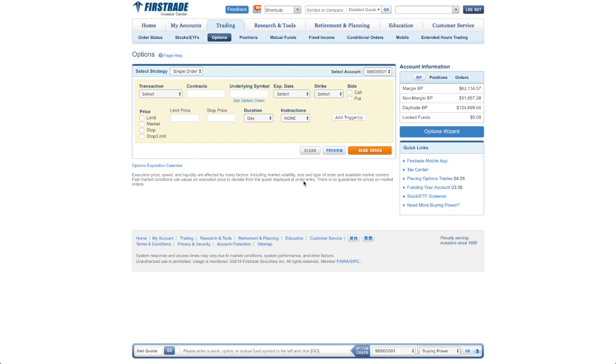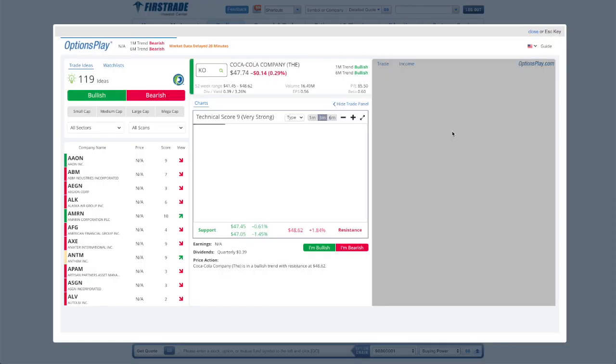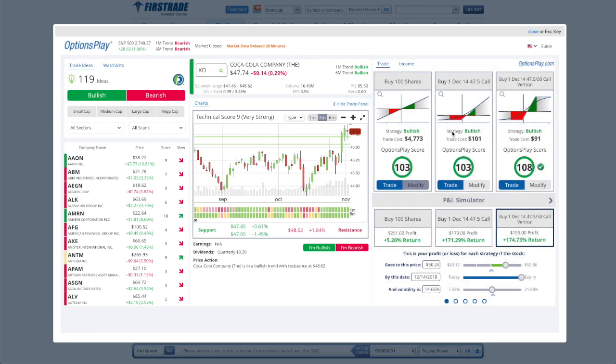This is an introductory video on how to access OptionsPlay, an intuitive options tool within your Firstrade trading account. To launch OptionsPlay, you can click on the Options tab within your trading, and you'll see a button here on the right that says Options Wizard. When you click on that, that will launch the tool that's designed to make your options trading as easy to explore, analyze, and ultimately trade as possible.